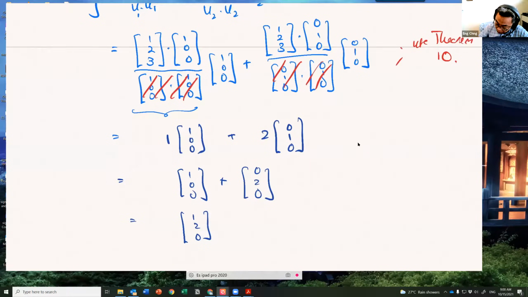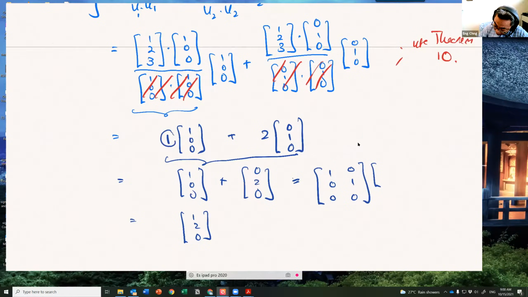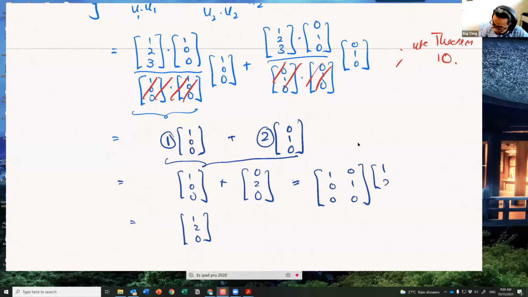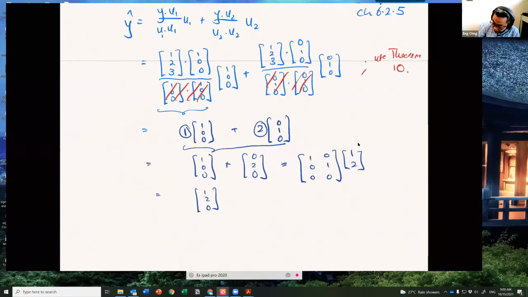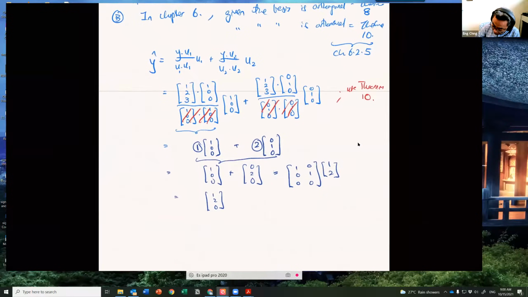But I don't like to show it this way. I would rather you convert it into matrix form, and you will see that these are the original columns of A, and the found coefficients are 1 and 2. Okay, and then we have the answer equals Y hat.